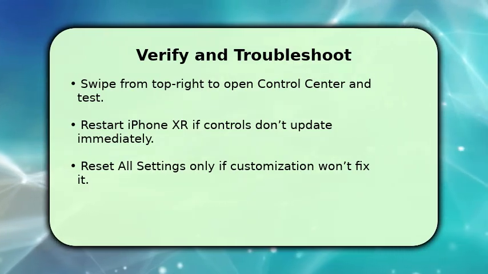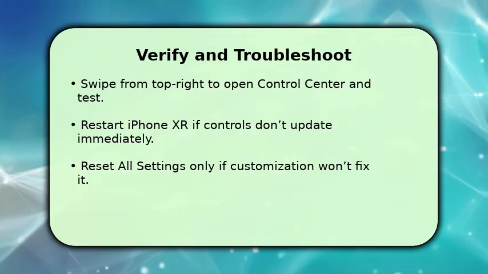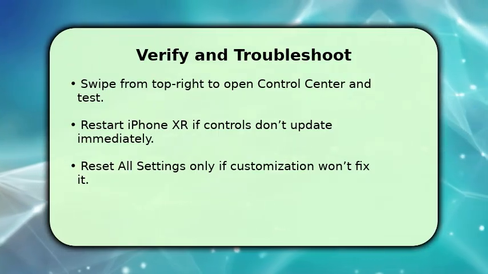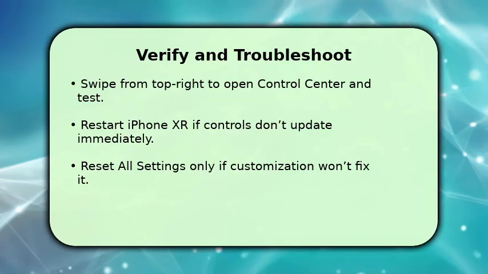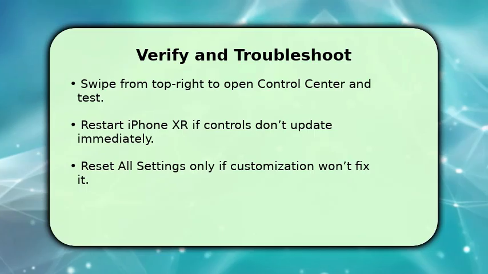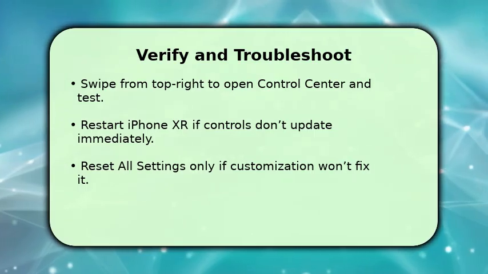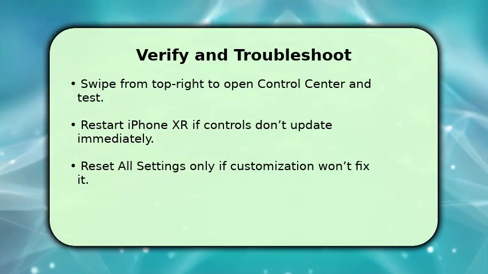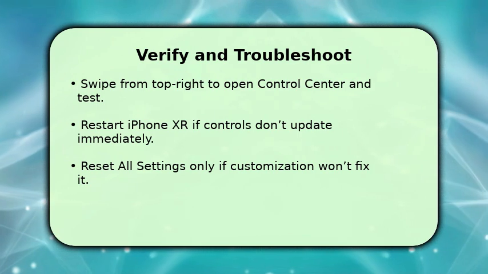If controls still behave incorrectly, go to Settings, General, Transfer or Reset iPhone, Reset All Settings. This preserves data but returns system settings, including Control Center, to defaults. One troubleshooting tip: try Reset All Settings only as a last step because you'll reconfigure other preferences.